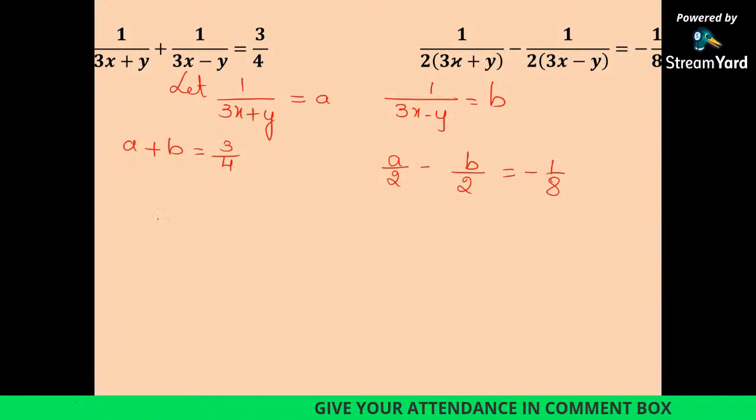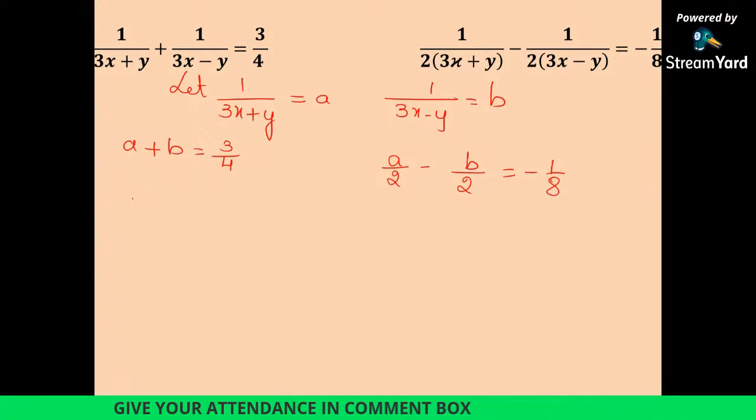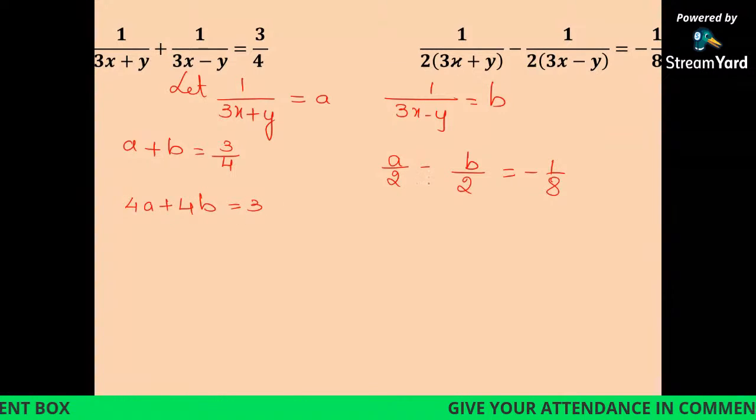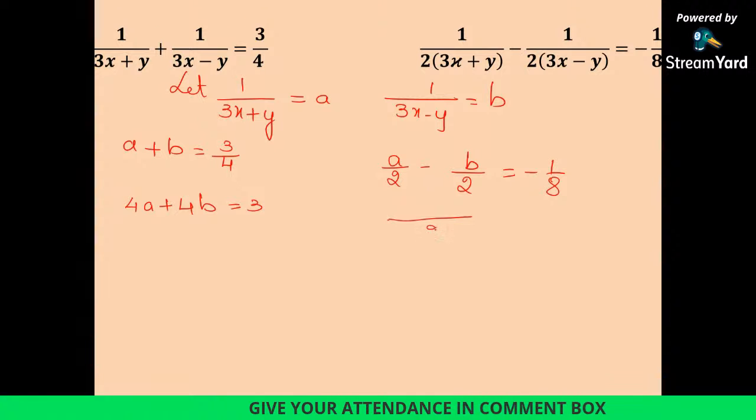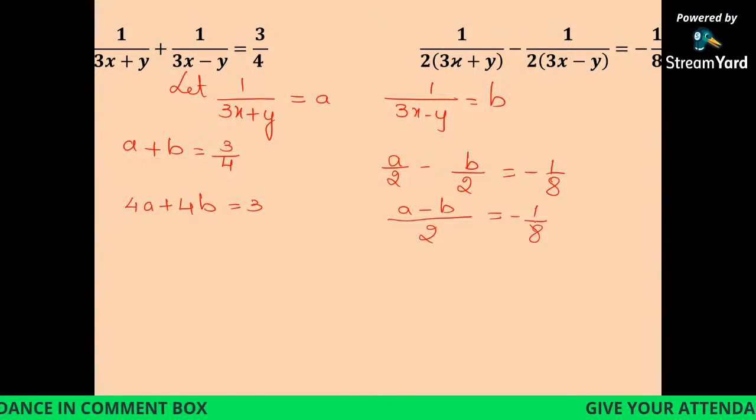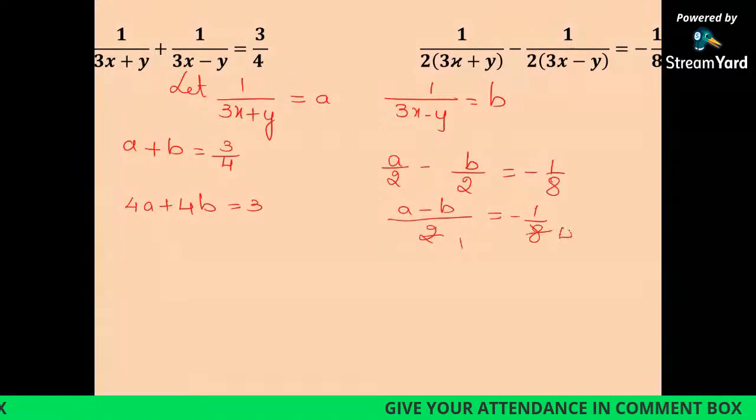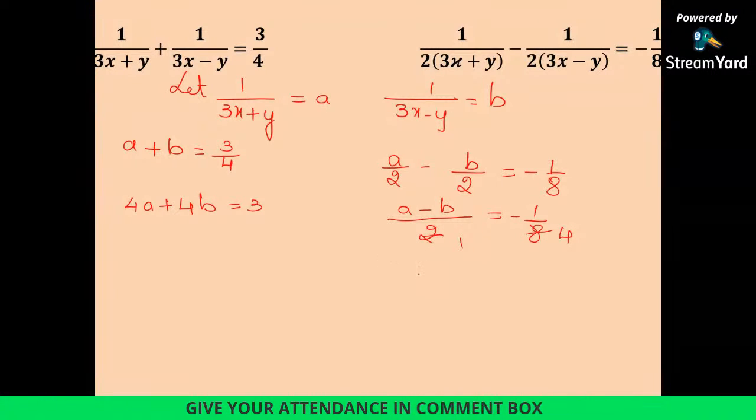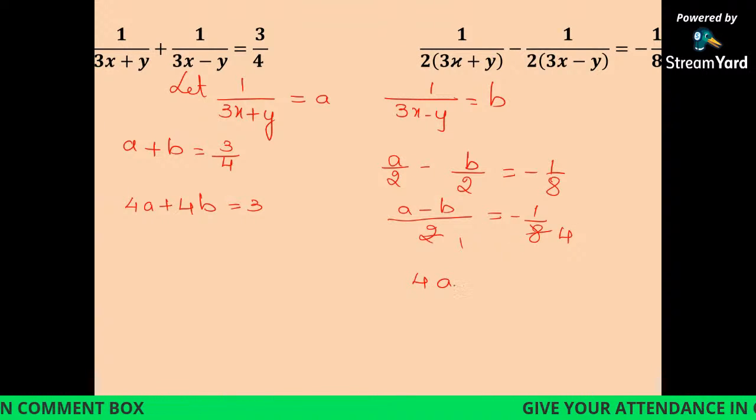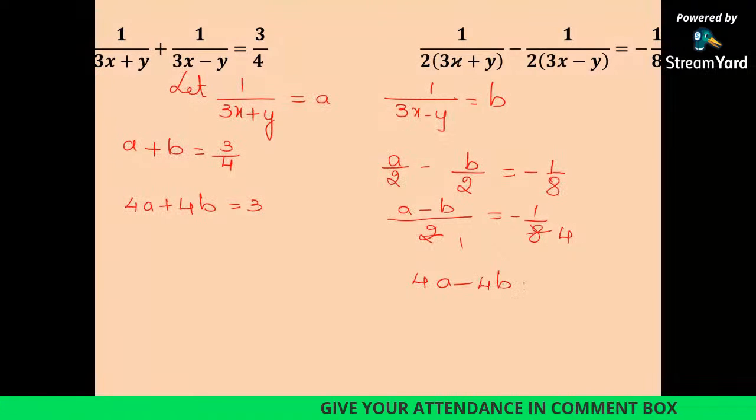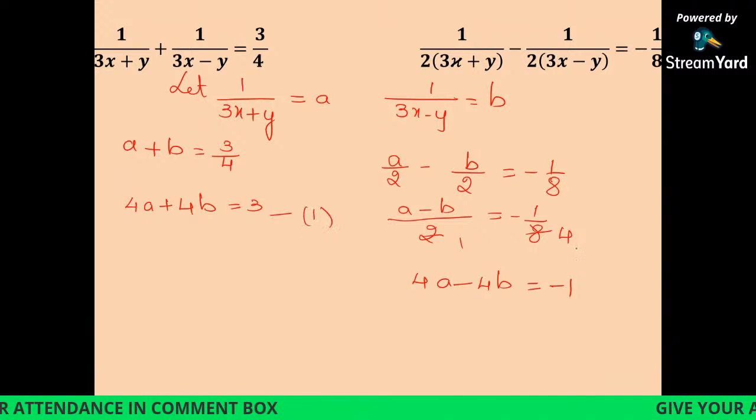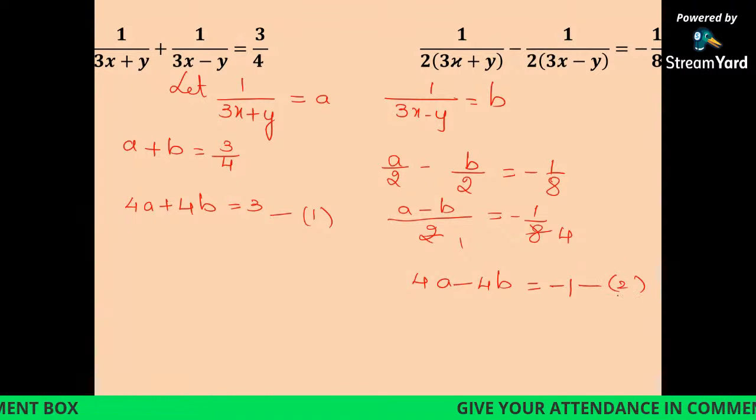but still you have to make an arrangement to make this free from fraction. If you cross multiply this 4 to another side, you will get 4a plus 4b is equal to 3. And here, second equation, if you take the LCM, a minus b is equal to -1 by 8. Then if you cross multiply, you will get 4a minus 4b is equal to -1. This is your equation 1 and your equation 2.